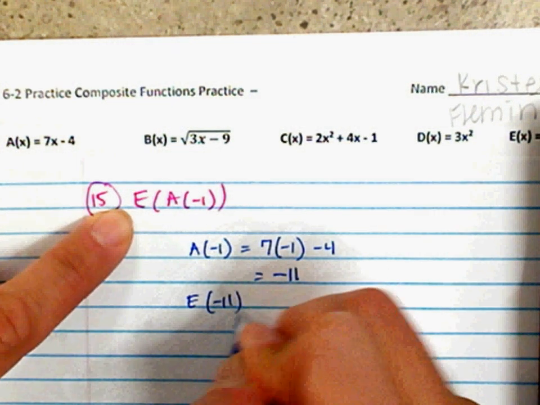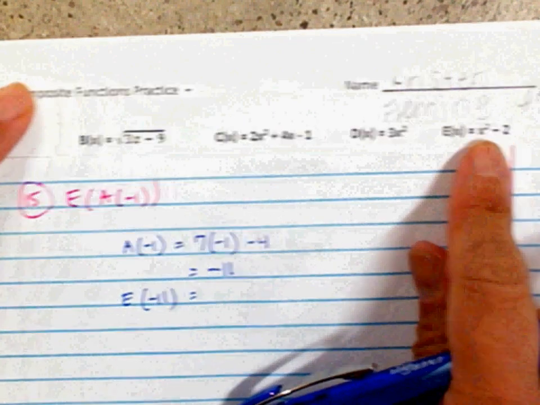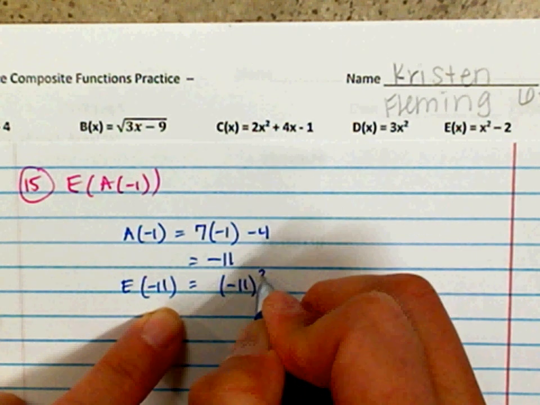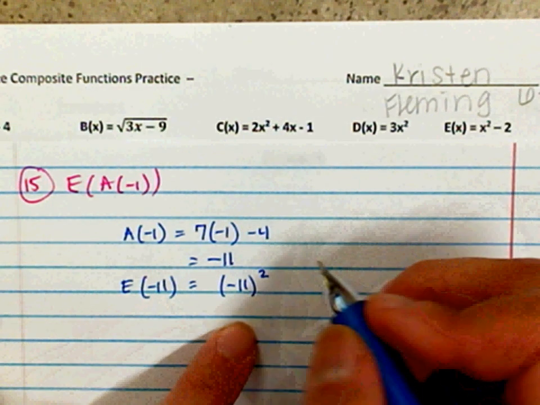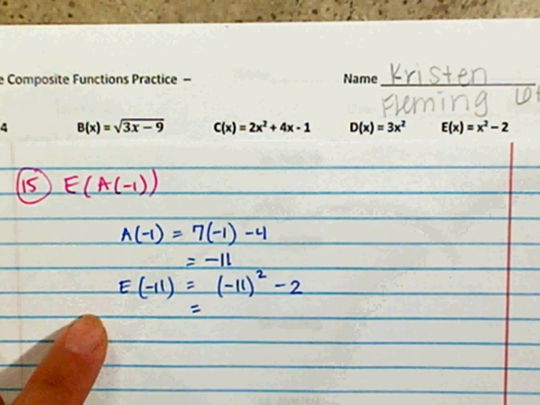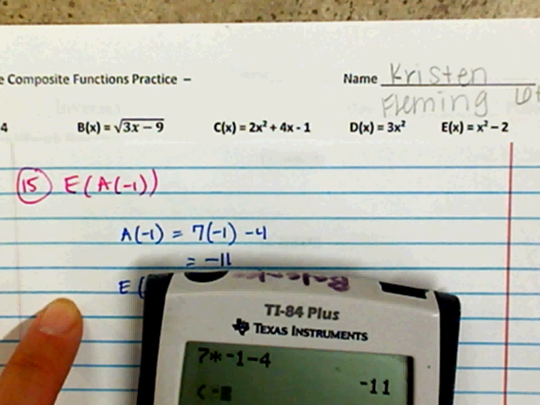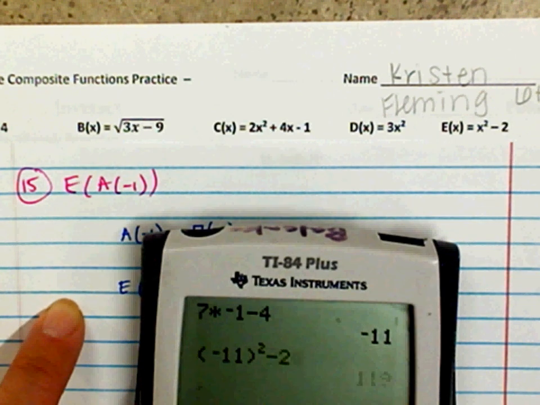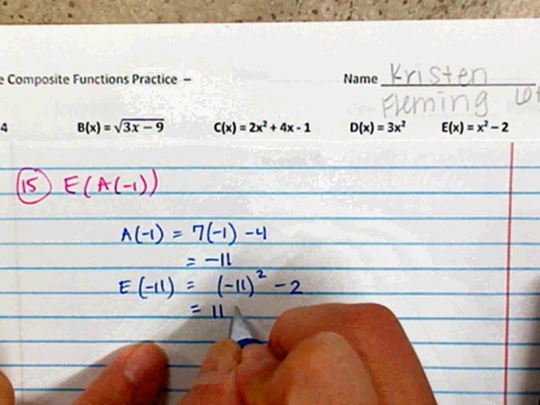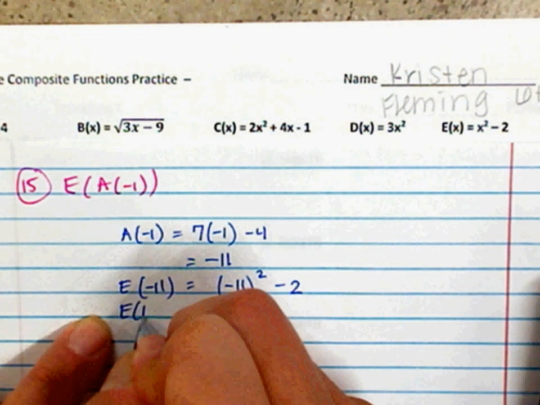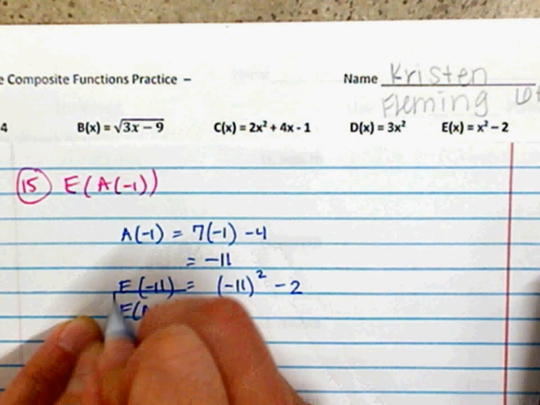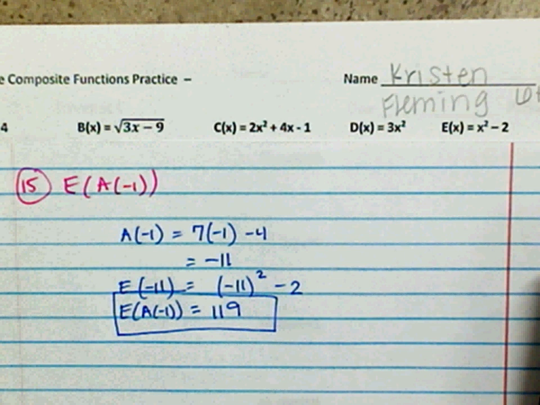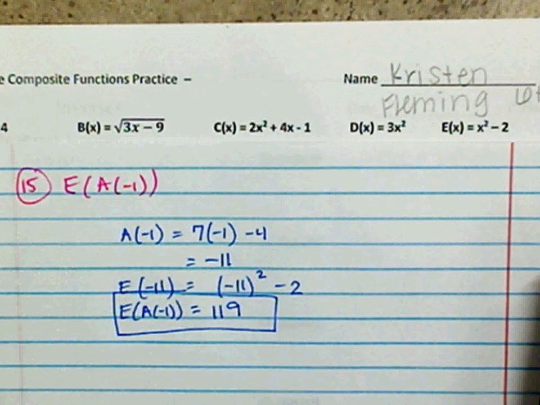So where is E? E is over here. So E, you have X, which is negative 11 squared. Go ahead and get used to putting parentheses around it. Minus 2. So that is parentheses negative 11 squared minus 2. And that comes out to be 119. So E of A of negative 1 is 119. Not bad, right? All right, let's do another example further down.